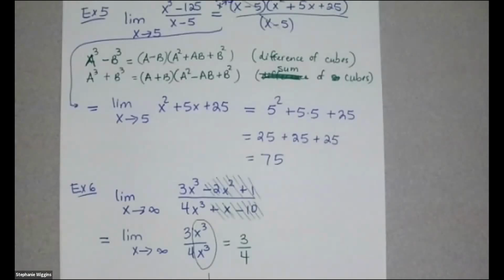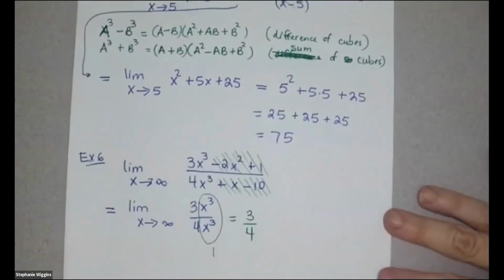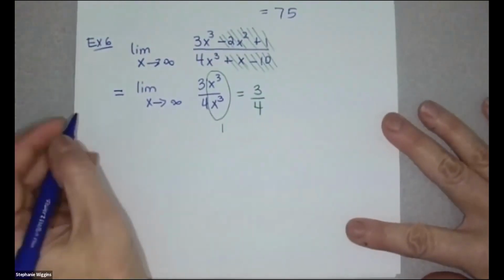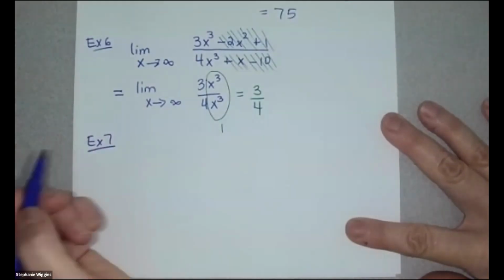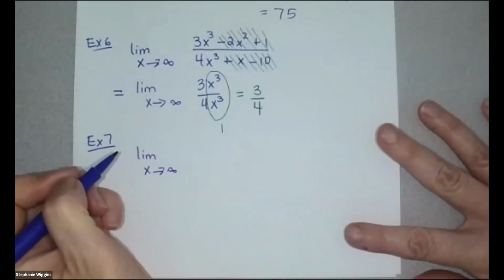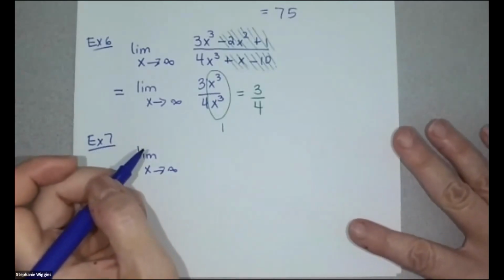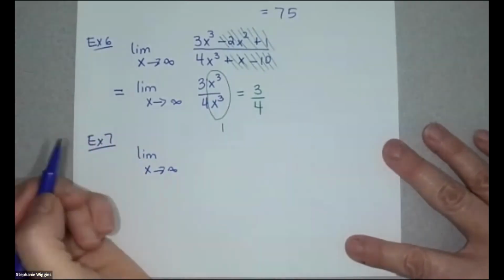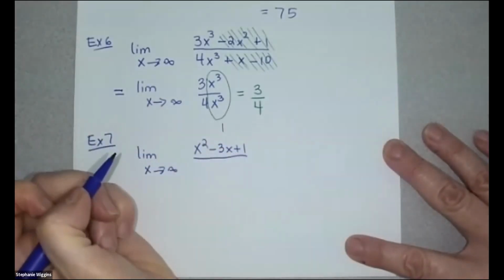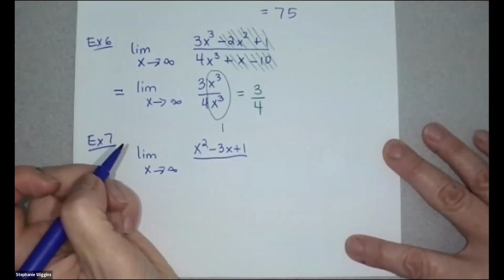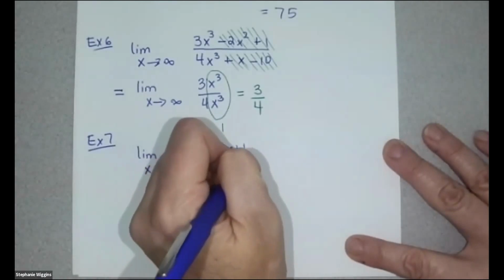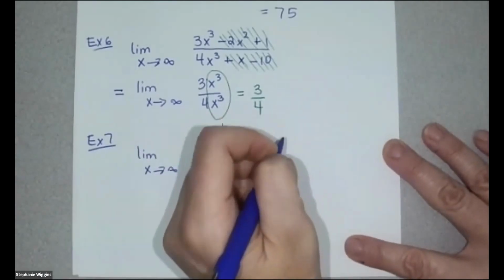Okay, another example involving infinity. Let's look at that. X squared minus 3x plus 1 divided by x cubed minus 2x squared plus 3x minus 18.